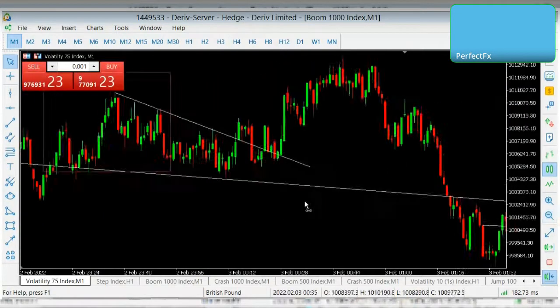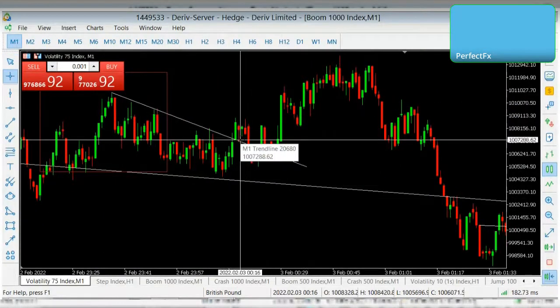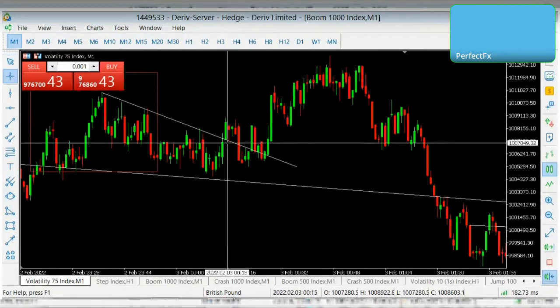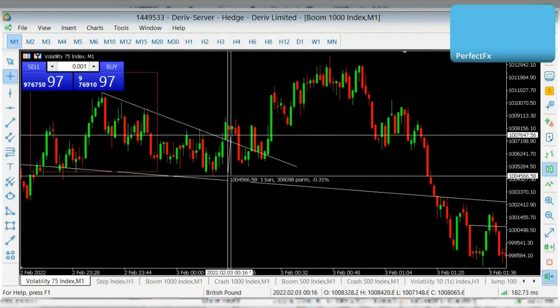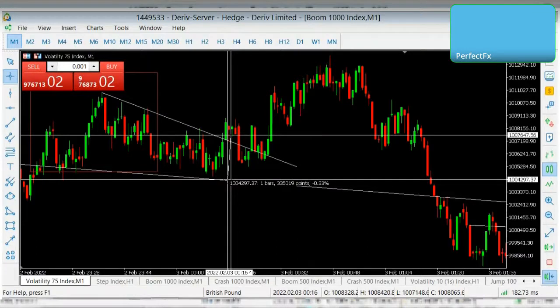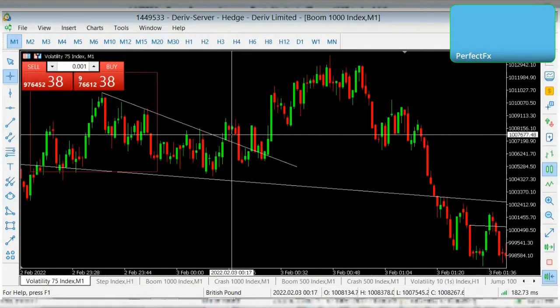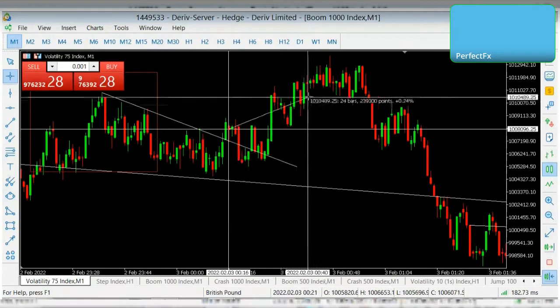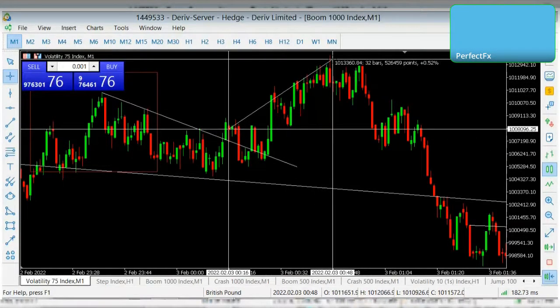Then you'll be entering from that point. After the candle closes, you enter for your buy to the upside. Then you'll be using the previous low as your stop loss. Can you see that? You will be using the previous low as your stop loss.